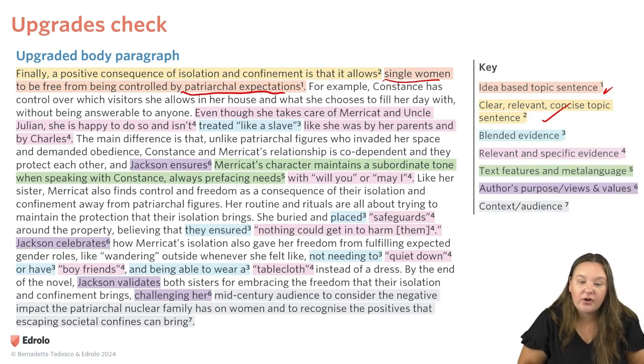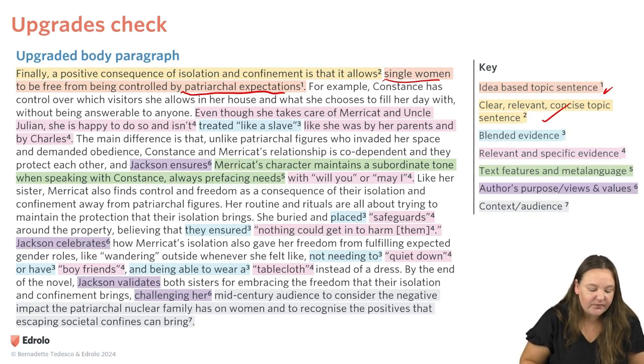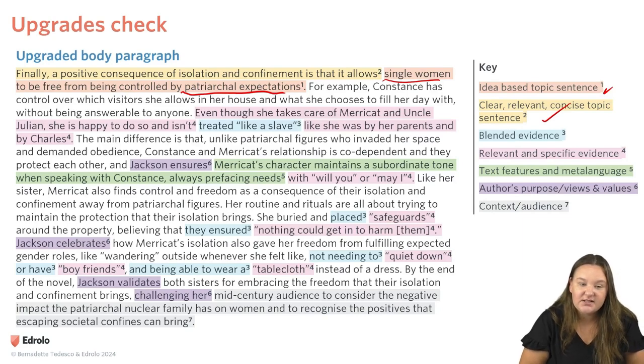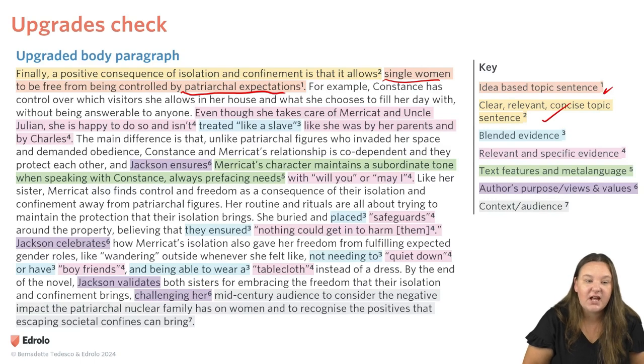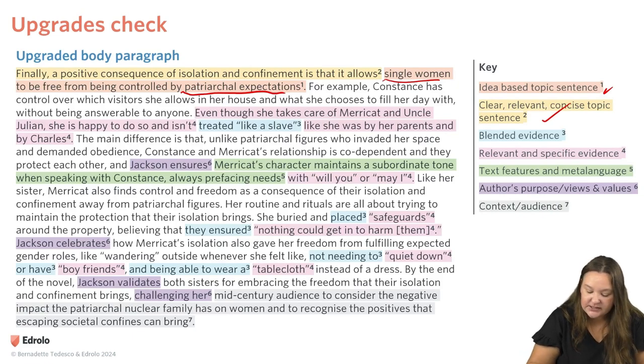So I'm going to read out the body paragraph and I'll explain those upgrades as I go. Finally, a positive consequence of isolation and confinement is that it allows single women to be free from being controlled by patriarchal expectations. For example, Constance has control over which visitors she allows in her house and what she chooses to fill her day with without being answerable to anyone. So pretty similar to the previous body paragraph. Even though she takes care of Mary Cat and Uncle Julian, she's happy to do so and isn't treated like a slave, like she was by her parents and by Charles. So again, relevant and specific evidence and that blended evidence.